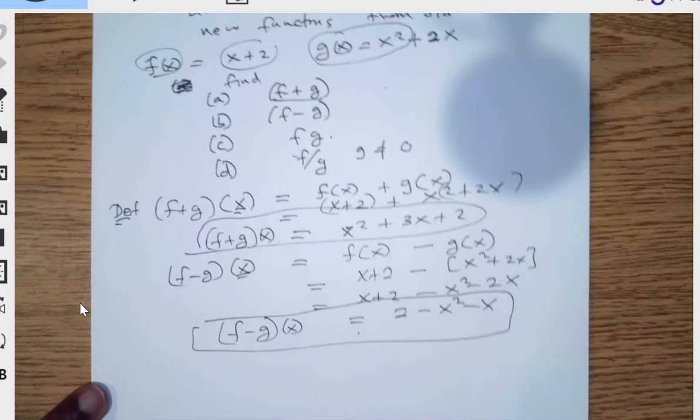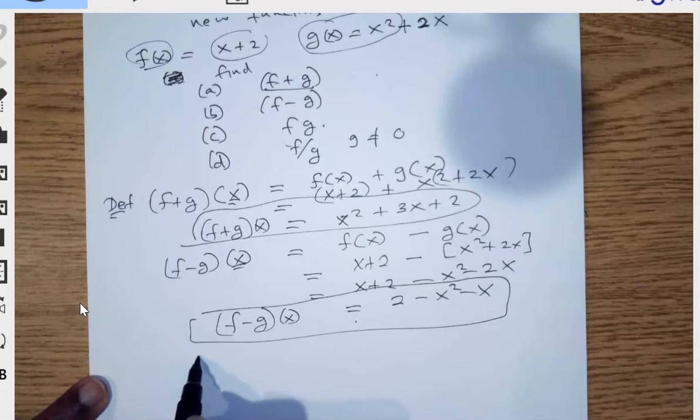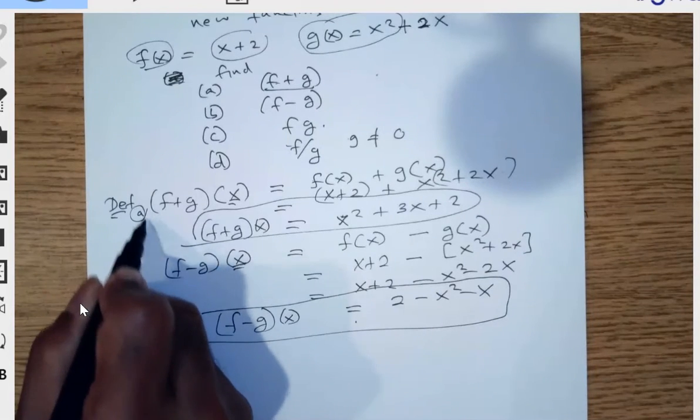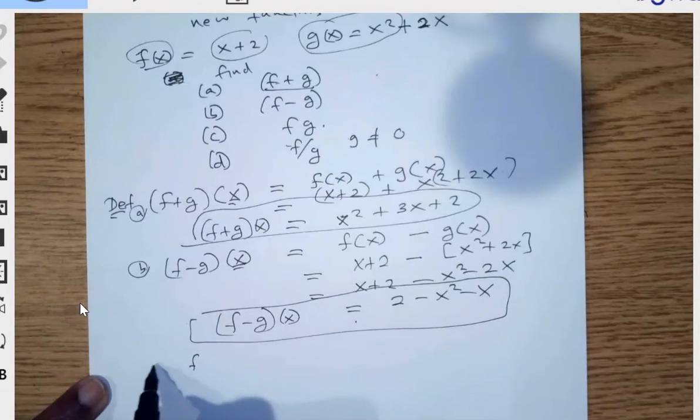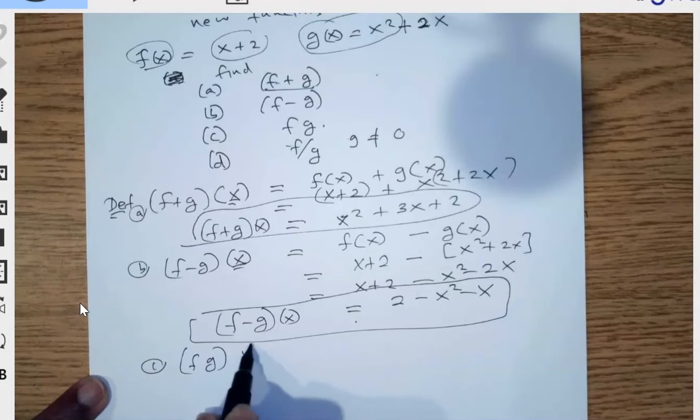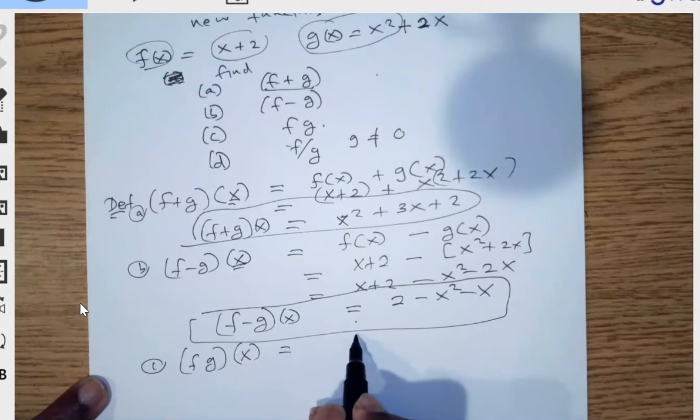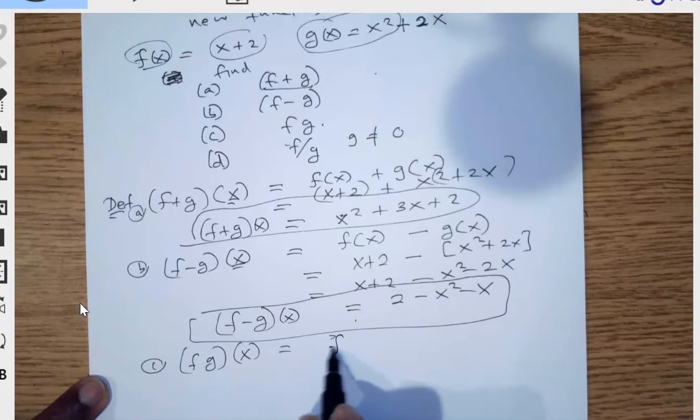So now let's go and do fg. That's a new function. So this is c. The new function fg is defined so that if you take any input, the output is very easy to calculate. It's just the product.